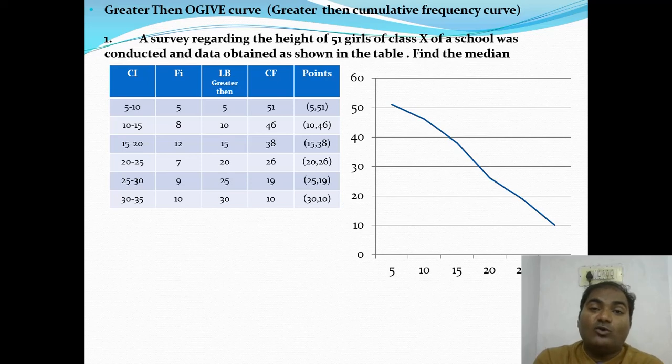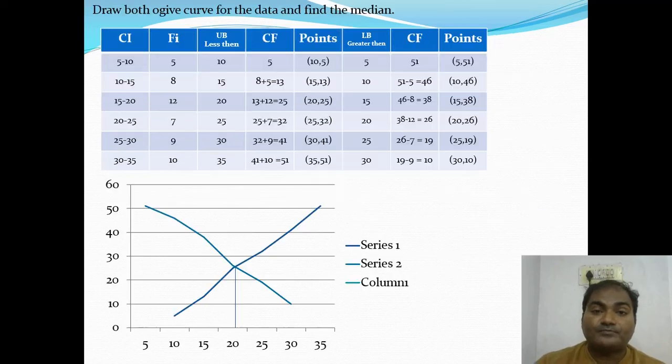So in this way we are going to find the median by using less than and greater than cumulative frequency curves, or less than and greater than ogive curves. Now, combining them together, how can we get it? In the next slide we can see that I have combined both the data. I have taken the less than data and the greater than data, and I have drawn the graphs, and we see that both the graphs meet at a particular point.